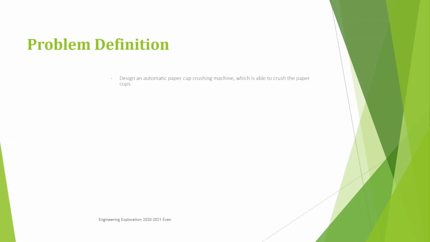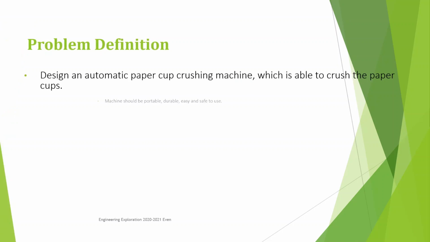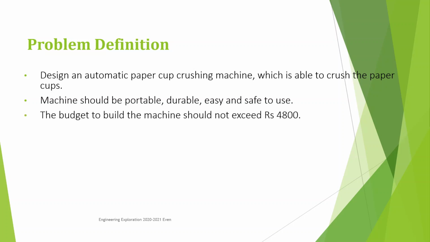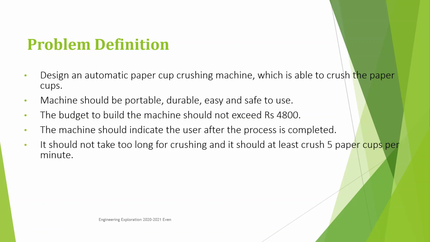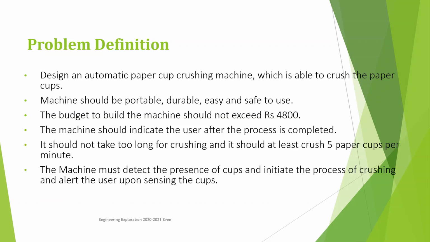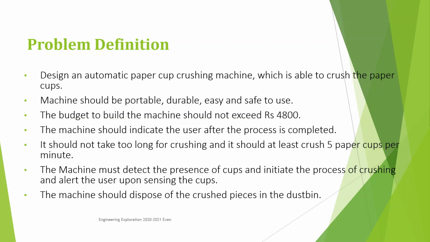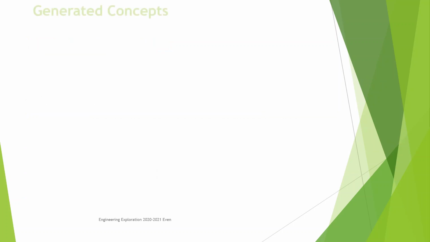Now let me tell you more about our problem definition. We have designed an automatic paper cup crushing machine that is portable, durable, easy and of course safe to use. The budget to build the machine was kept under rupees 4800. The machine is designed to indicate process completion and crushes about 5 cups per minute. The machine automatically detects the presence of cups and initiates the process of crushing and alerting the user upon sensing the cup. Our machine also disposes the crushed pieces in the dustbin hassle free. Now Sagar will tell you more about the generated concept.